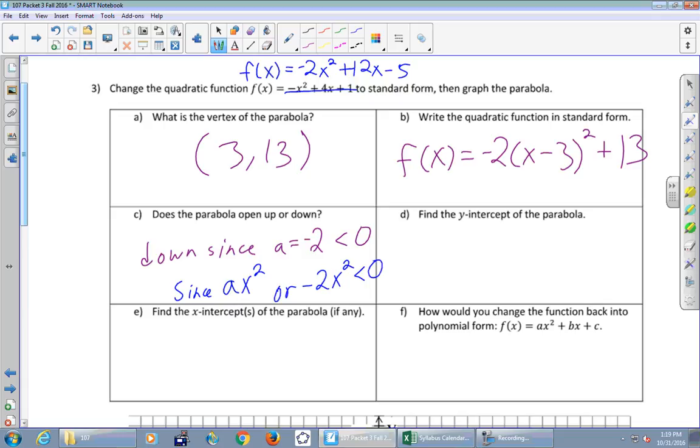It's just the a. Okay, all right, so here's something we haven't done yet, finding the y-intercept. Finding the y-intercept of any function involves setting what variable to what number? X to 0. Okay, so we just have to find f of 0.